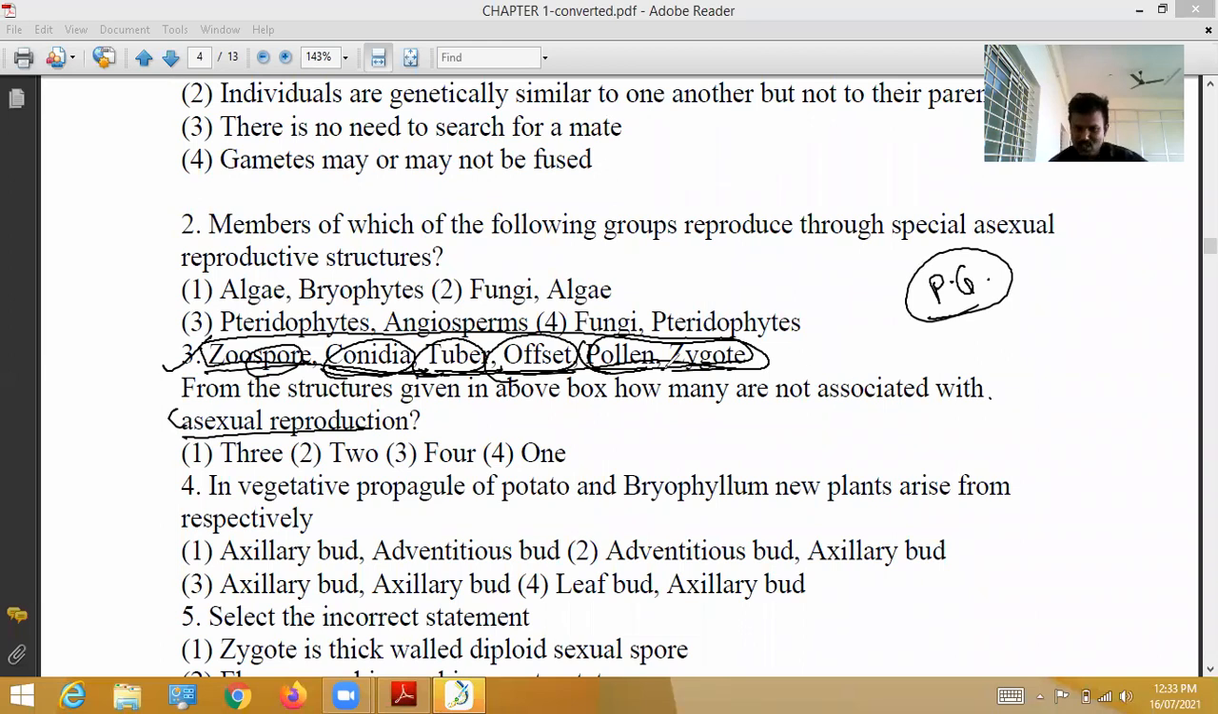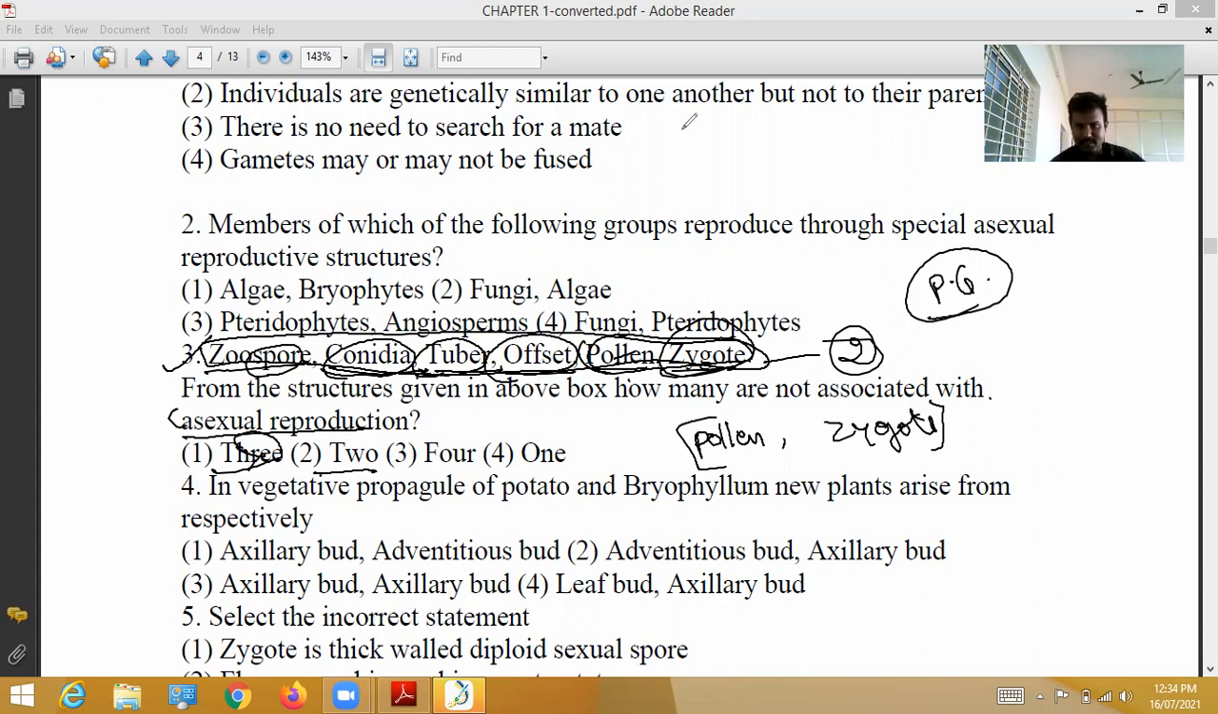Microsporogenesis we discussed. Zygote. As a result of fertilization, zygote is formed. So the correct option is the third, pollen and zygote. Option 1 is wrong, option 2 is correct. Third question, option 2 is correct. So in that option you write pollen and zygote. These two you mention in that. Okay? That's all. Very good.